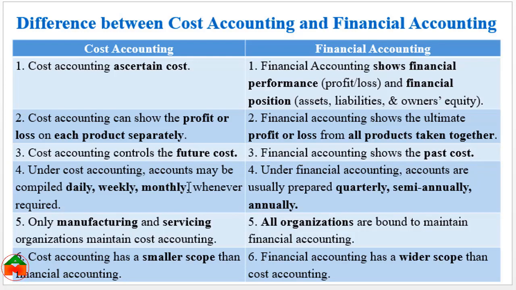The fourth difference is that cost accounting can be compiled daily, weekly or monthly whenever required. On the other hand, financial accounting is prepared quarterly, semi-annually and annually. The fifth difference is that only manufacturing companies and servicing companies maintain cost accounting, but in case of financial accounting, all organizations prepare it. That means it's essential for all companies to prepare financial accounting. And the last one is, if you compare cost accounting and financial accounting, cost accounting has a smaller scope. On the other hand, financial accounting has a wider scope than cost accounting.